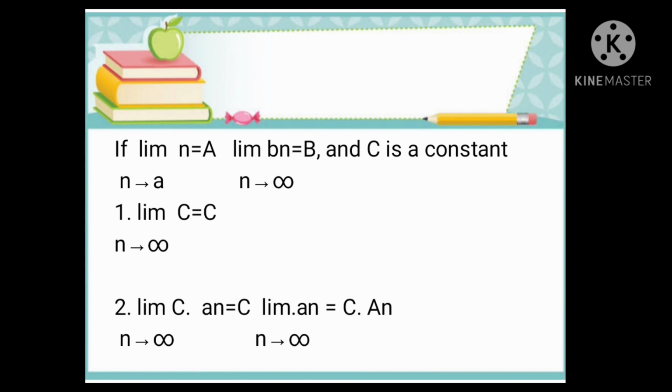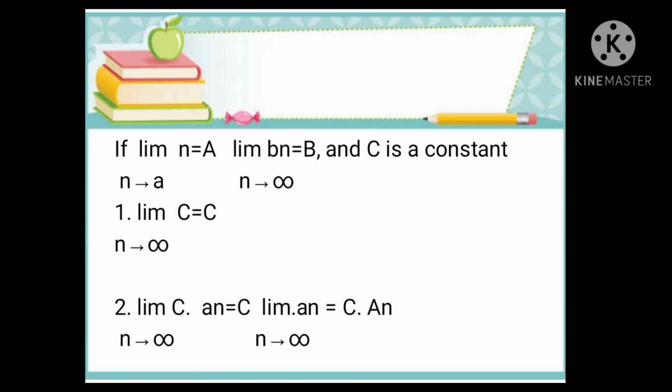So if the limit of a_n is equal to a, the limit of b_n is equal to b, and c is a constant. Number 1, the limit as n goes to infinity of c is equal to c. Number 2, the limit as n goes to infinity of c times a_n is equal to c times a.